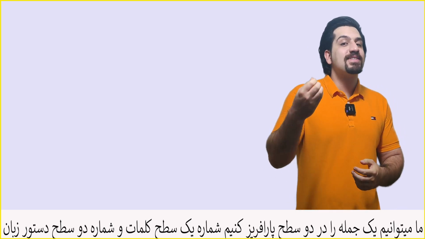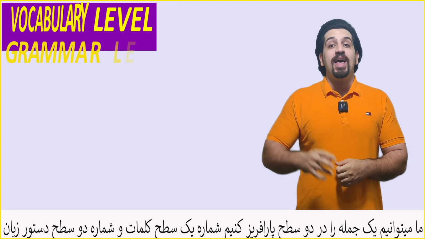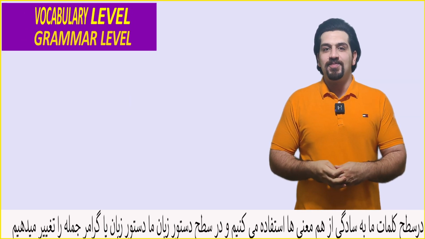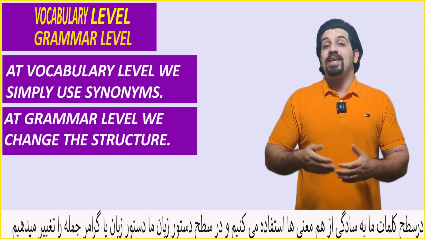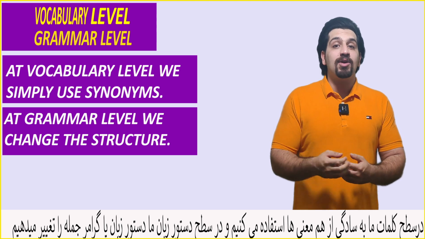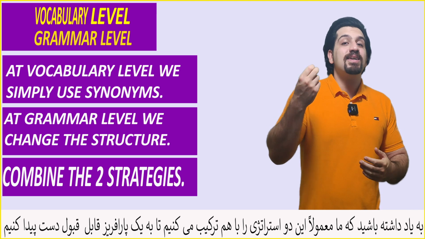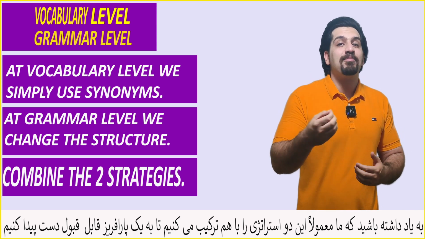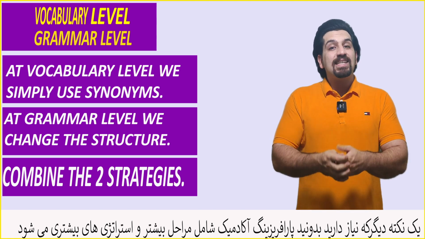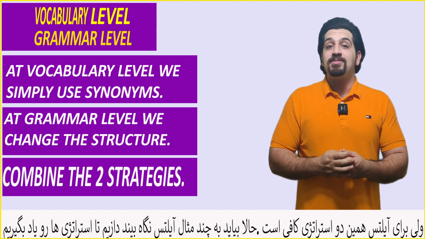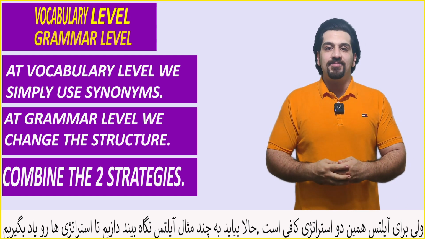We can paraphrase a sentence at 2 levels. Number 1, vocabulary level, and number 2, grammar level. At vocab level, we simply use synonyms, and at grammar level, we change the grammar or the structure of the sentence. We often combine these 2 strategies to come up with an acceptable paraphrase in the IELTS. Remember, academic paraphrasing involves more steps and more strategies, but for IELTS, these 2 strategies are enough.